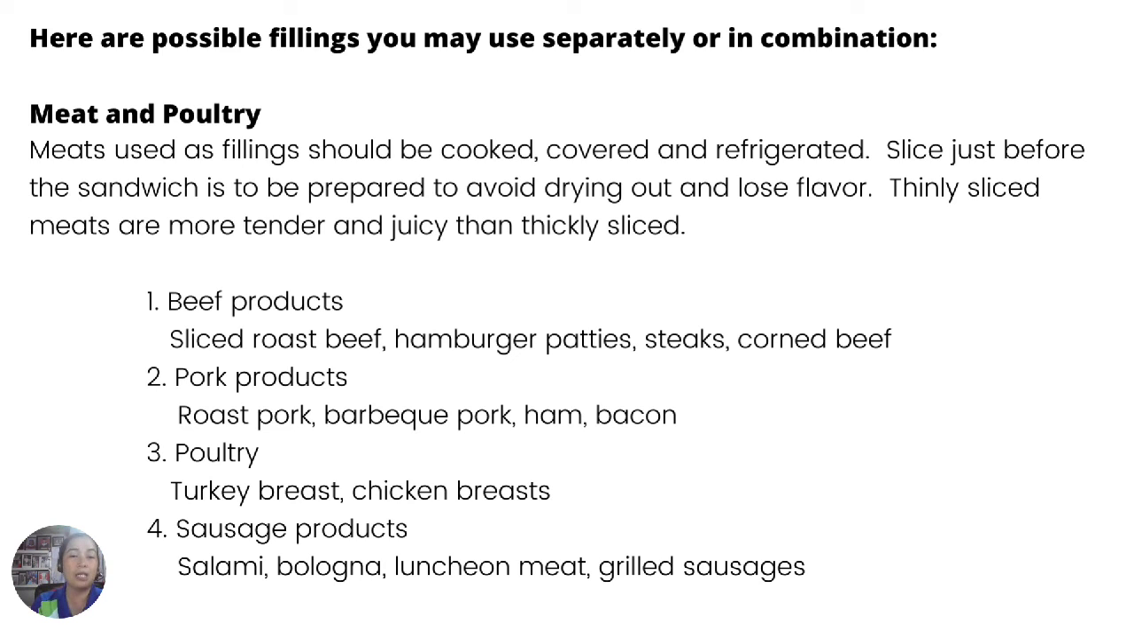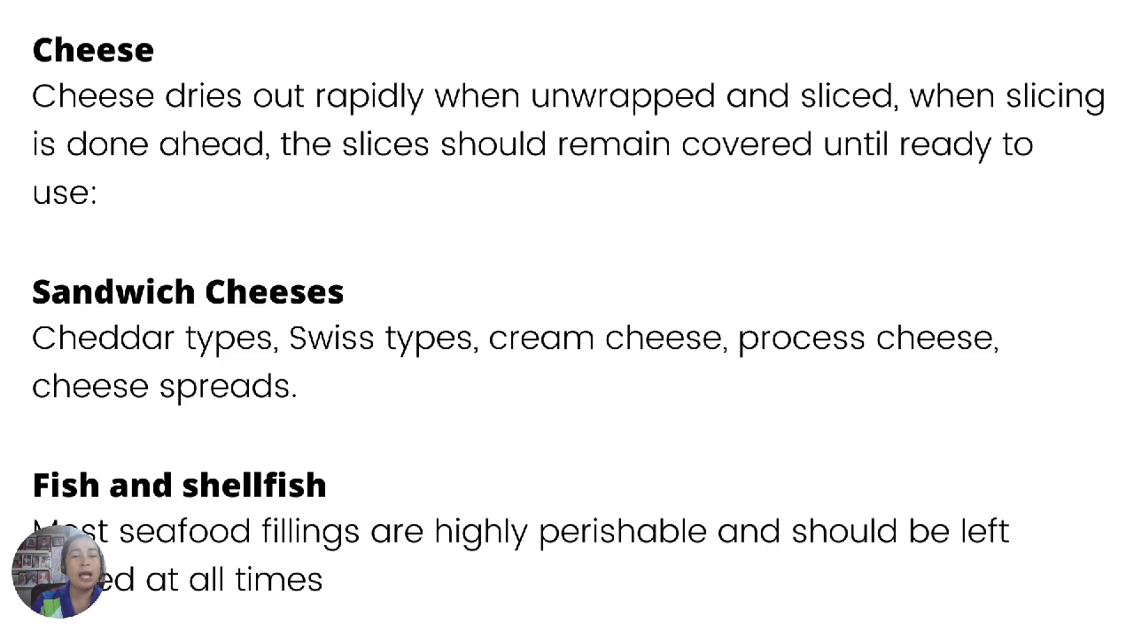Now, here are the suggested possible fillings, alright? So, we can use beef products. And what are those? We can use sliced roast beef, hamburger patties, steaks, mga corned beef, ayan, mga beef products yan. Pag sinabi namang pork products, andyan yung roast pork, barbecue pork, ham, of course, bacon. When we say poultry, dalawa lang yan, turkey breast, chicken breast. And when we say sausage products, these are salami, bologna, luncheon meat, ayan, grilled sausages, etc. Okay, so pwede na kayong pumili ng fillings dito.